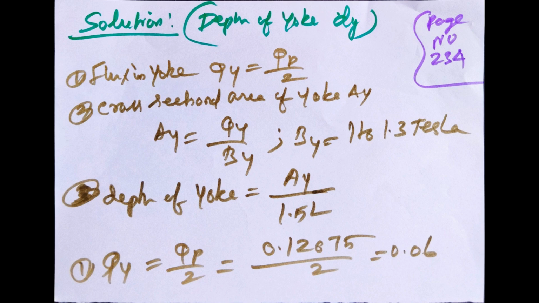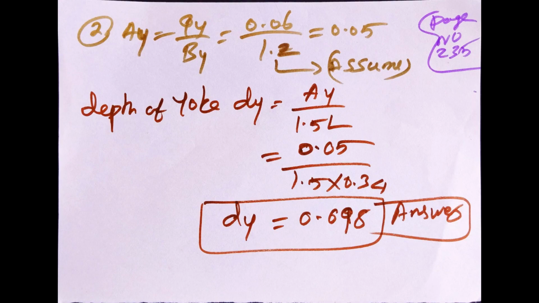First, phi y is equal to phi p divided by 2, which is 0.12075 divided by 2, equal to 0.06. Second, Ay is equal to phi y divided by By, which is 0.06 divided by 1.2. We assume By is equal to 1.2. We obtain Ay is equal to 0.05.